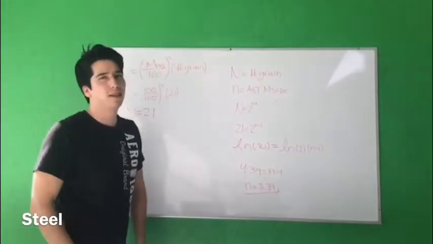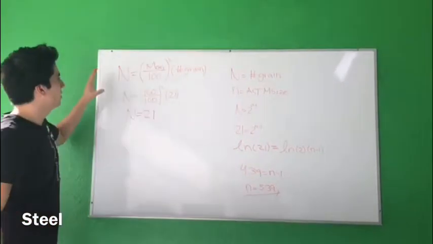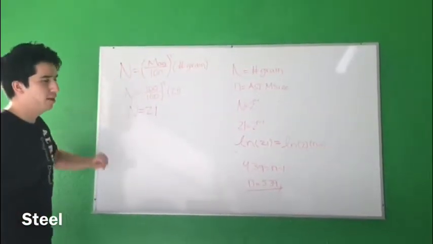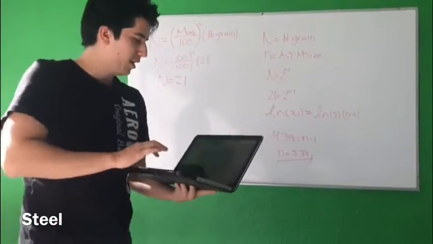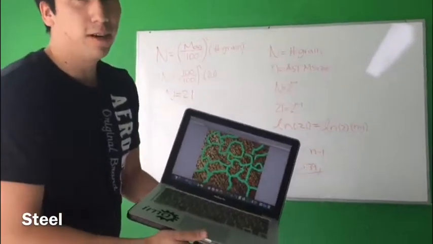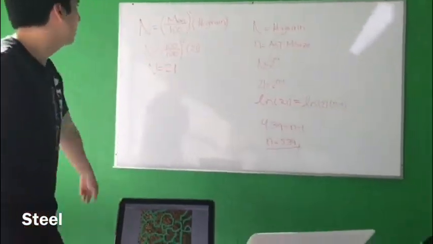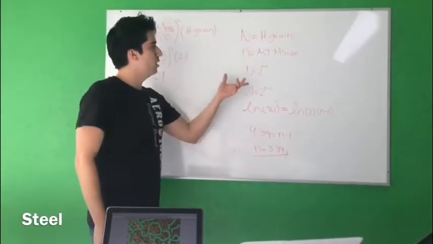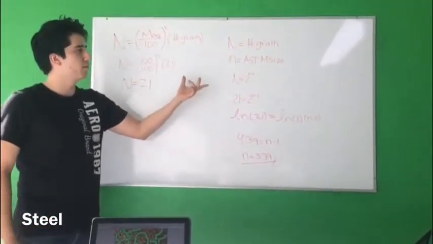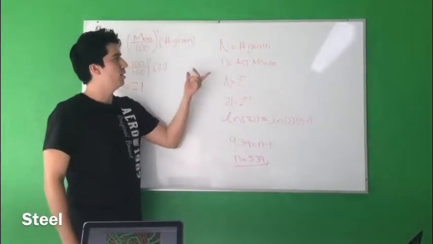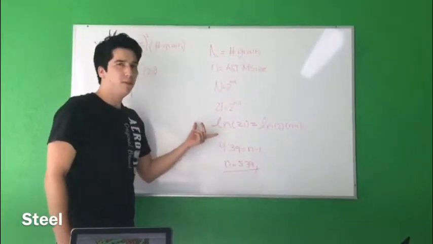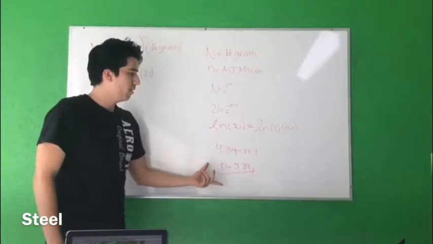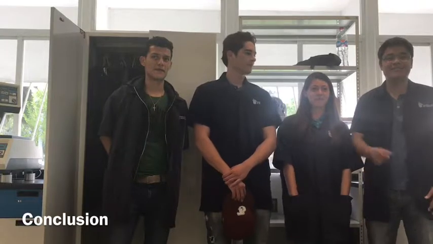Now we are going to talk about the steel. We are going to use this formula in order to obtain the number of grains per square inch. With that, we have to use this picture that we obtained in the laboratory, and with this we obtain that we have 21. Then we are going to use this formula to obtain the grain size number in the American Society for Testing and Materials, and with that we had to use the law of logarithms, and we obtained the result of 5.39.